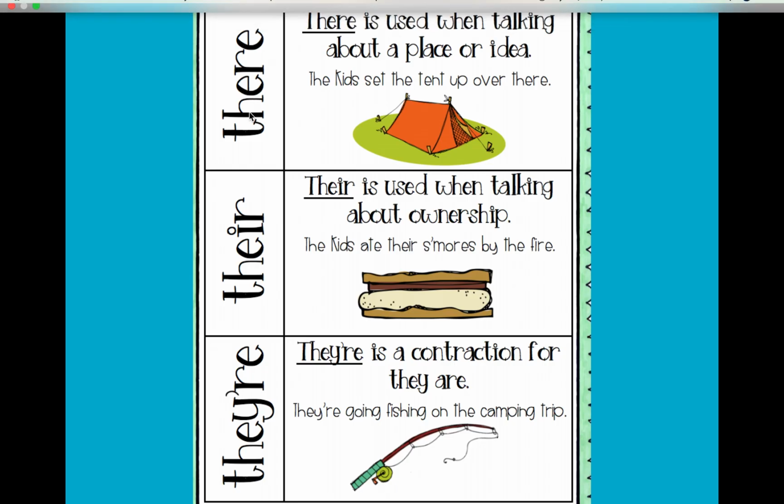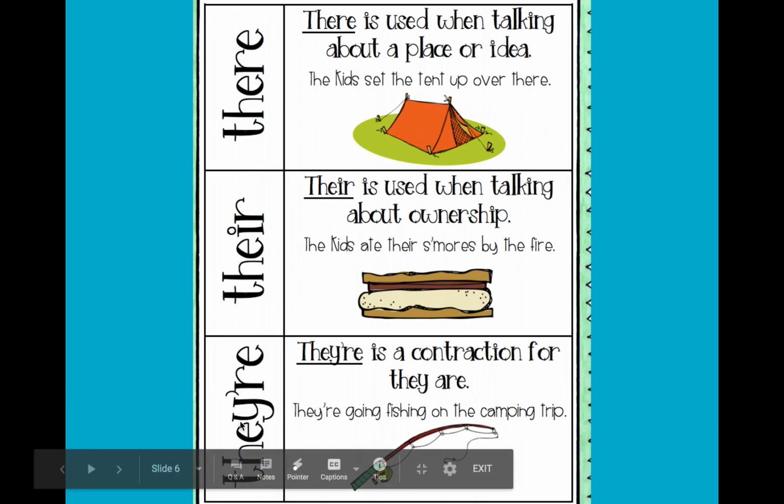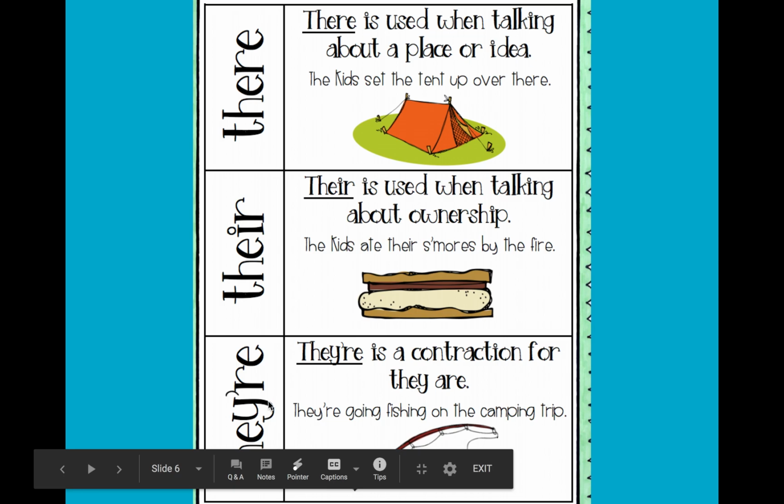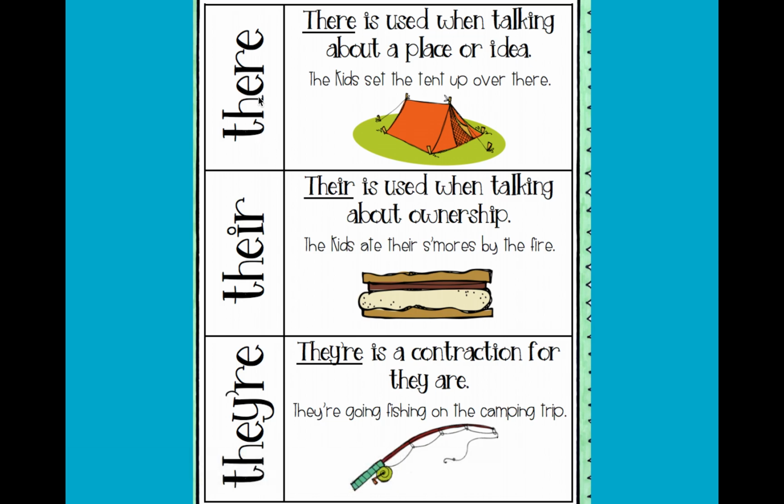There, their, and they're. But once again, some people might say there for this last one, but it's 2 separate words. Let's start with the first spelling, T-H-E-R-E. There is used when talking about a place or idea. The kids set the tent up over there.